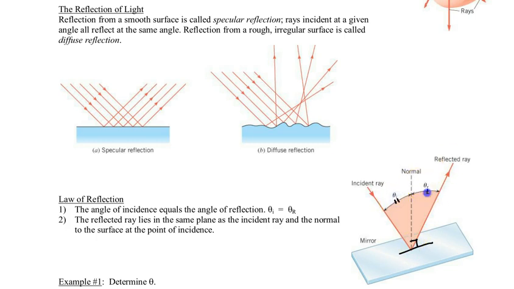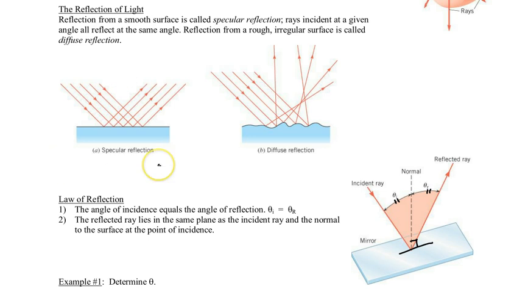These two angles are always equal in any kind of reflection, whether it be light, sound, or any kind of wave. And it's also true that the incident ray, the reflected ray, and the normal, all three of these lie in the same plane. In the diagrams above, you can see two types of reflections.